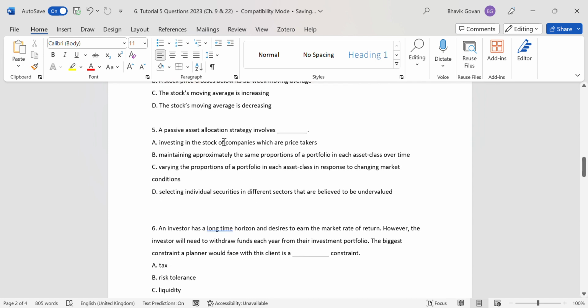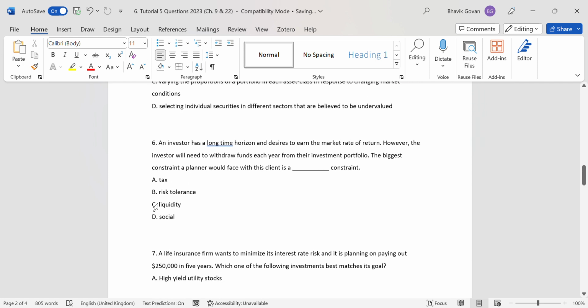Number 5, a passive asset allocation strategy involves investing in the stock of companies which are price takers, maintaining approximately the same proportion of a portfolio in each asset class over time, varying the proportion of a portfolio in each asset class in response to changing market conditions, selecting individual securities in different sectors that are believed to be undervalued. So the right answer is B.